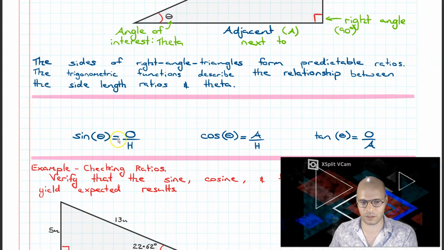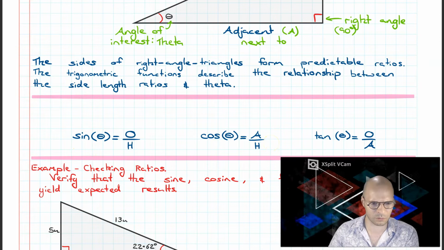So the ratios are what we see on the right hand side of the equal signs here, three of them, and the function itself is what we see on the left. So we have sin, cos and tan. Now these are shorthand for sine, cosine and tangent, but you're welcome to just call them sin, cos and tan, it doesn't really matter. Now the way in which we remember these ratios is we have a mnemonic.